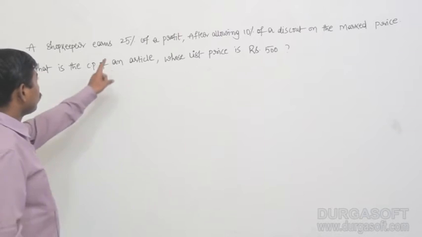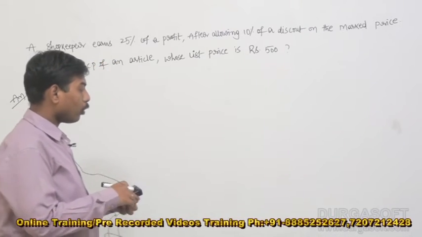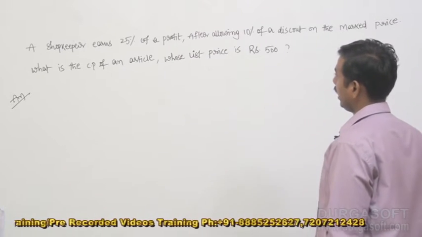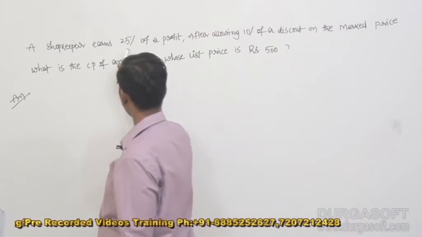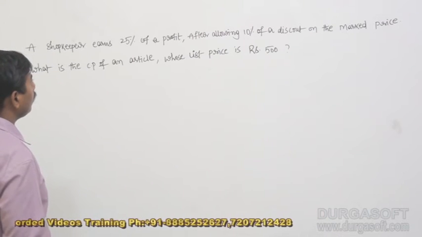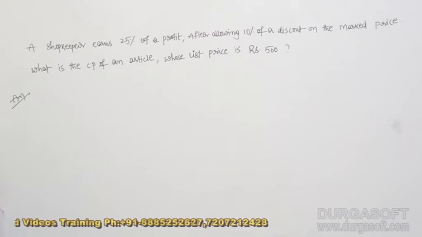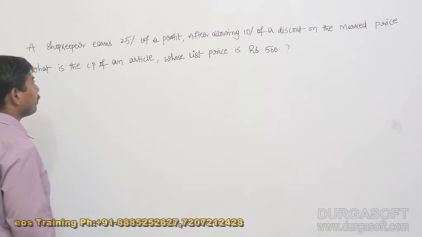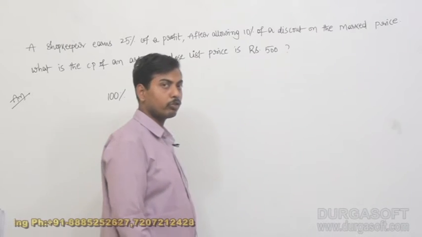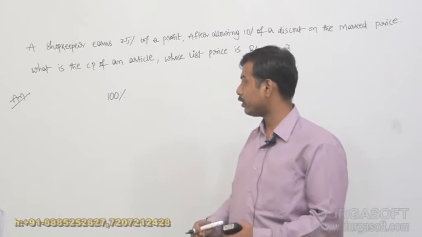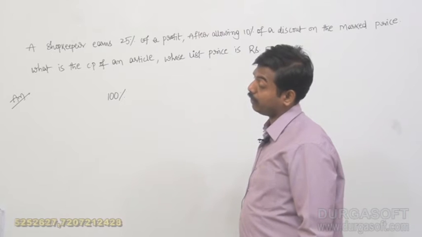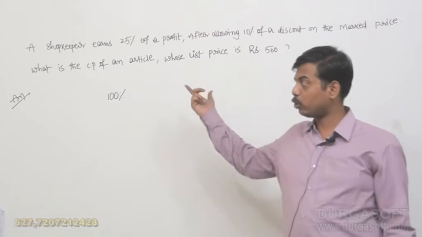The shopkeeper earns 25% of a profit after allowing 10% of a discount on the market price. Yes, a shopkeeper earns 25% of a profit. That 25% of a profit we have to calculate on that 100% of the cost price. Why? Because profit and loss is always calculated based on the cost price of an article. With respect to the given information, in terms of rupees we don't have any clarity.